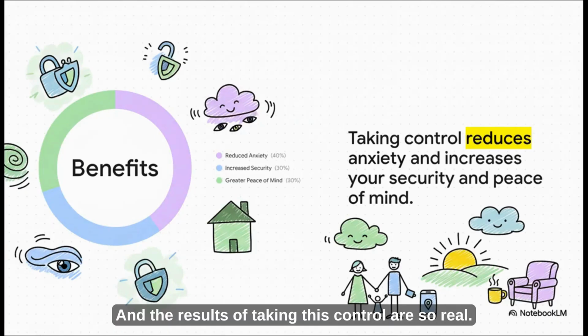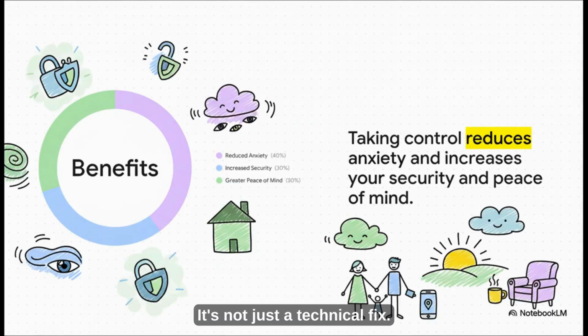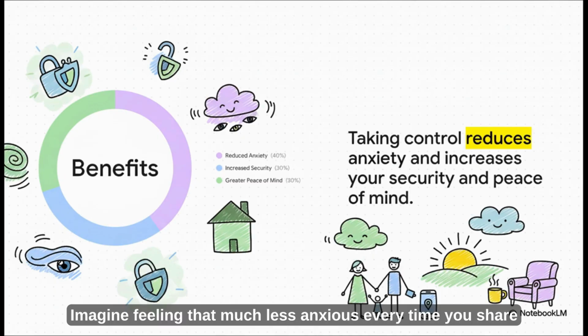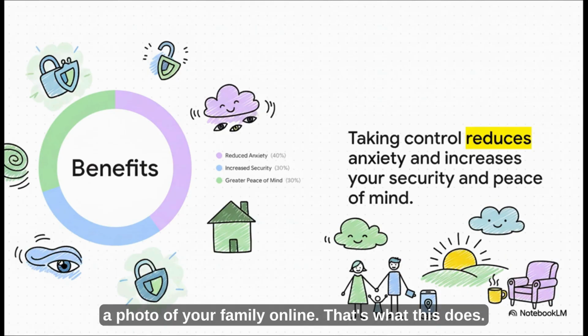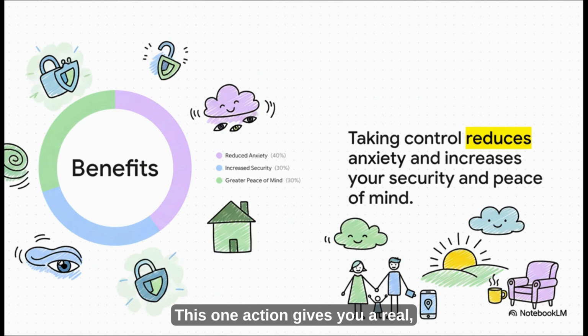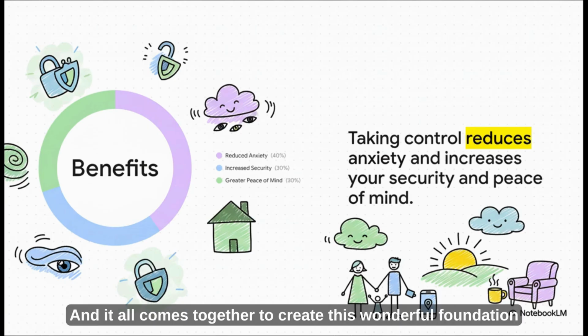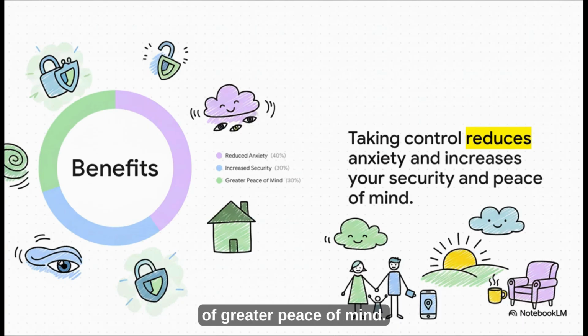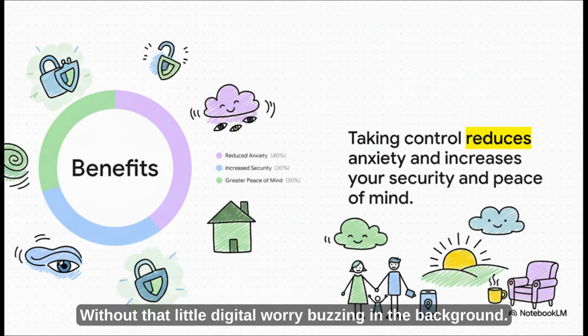And the results of taking this control are so real. It's not just a technical fix, it's an emotional one. Imagine feeling that much less anxious every time you share a photo of your family online. That's what this does. This one action gives you a real, measurable increase in your home security. And it all comes together to create this wonderful foundation of greater peace of mind, so you can fully enjoy your retirement, your family, your life, without that little digital worry buzzing in the background.